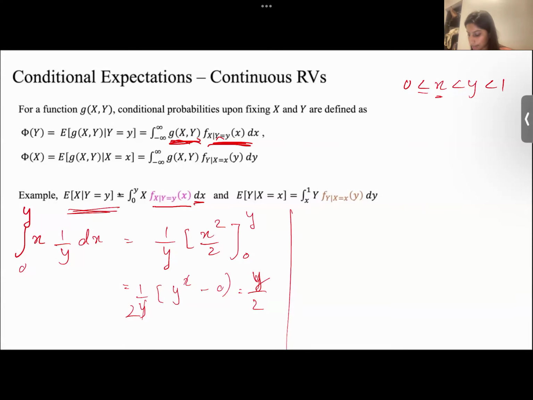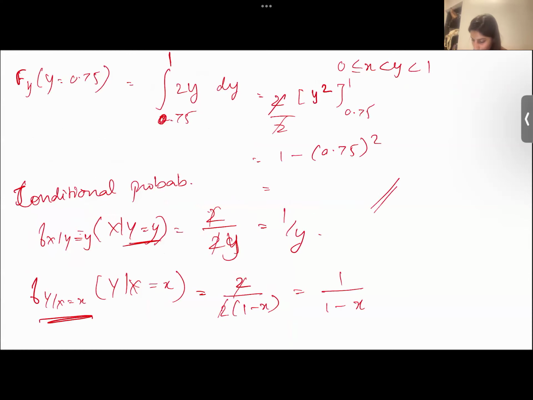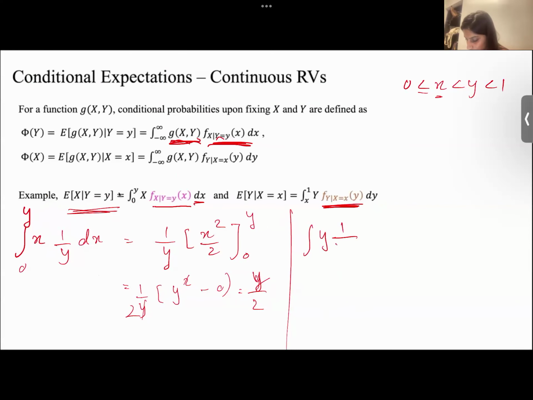And now similarly, expectation of y given x, you have y, and the value for f of y given x was 1 by 1 minus x. And dy, y could take the values x to 1. Now, because you're doing it in terms of y, this term becomes a constant. You bring it out of your integral, x to 1, y dy.